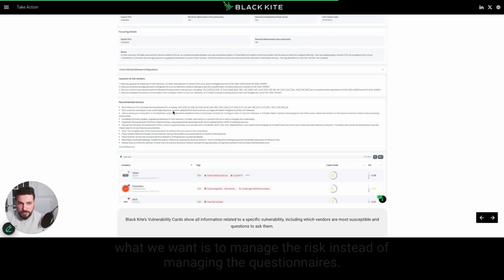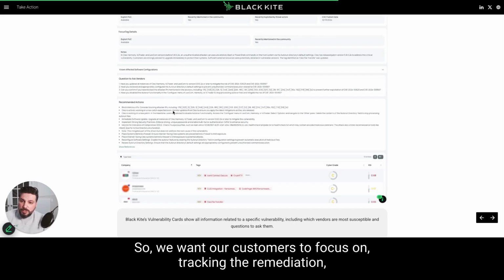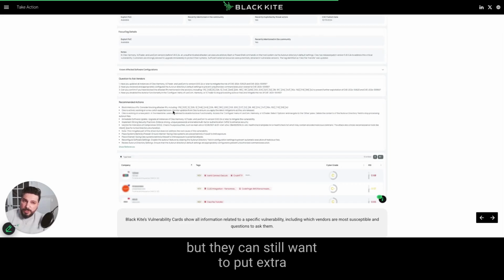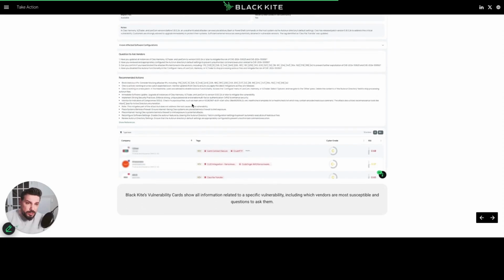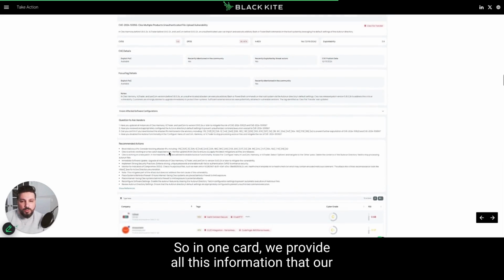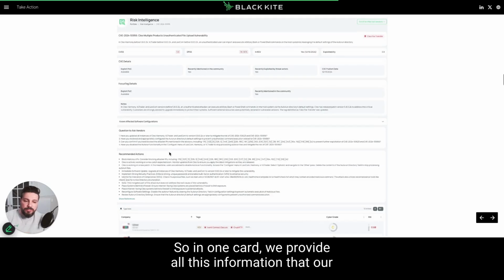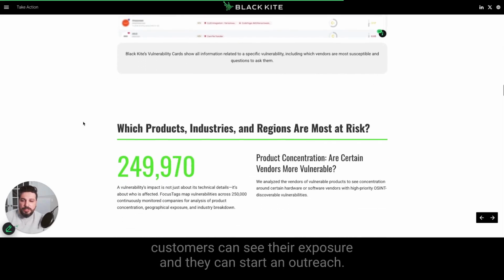But of course, at the end, what we want is to manage the risk instead of managing the questionnaires. So we want our customers to focus on tracking the remediation, but they can still want to put extra steps and ask questions to their vendors, and the recommended actions, and the exposure, which of their vendors are susceptible to that specific CVE. So in one card, we provide all this information so that our customers can see their exposure, and they can start an outreach.